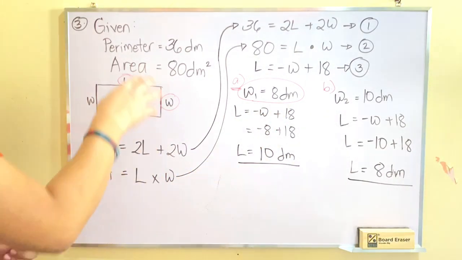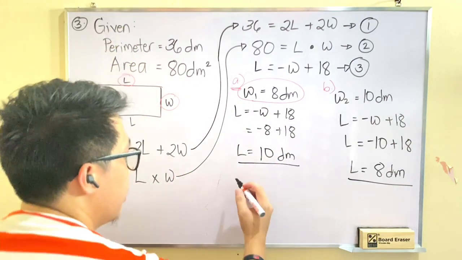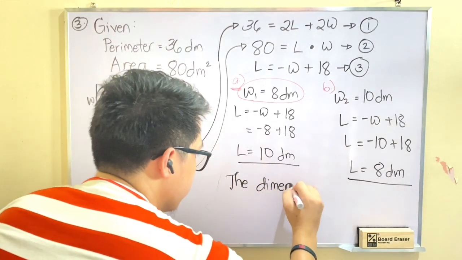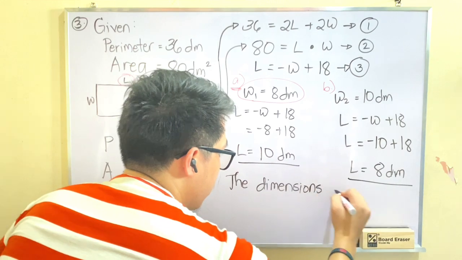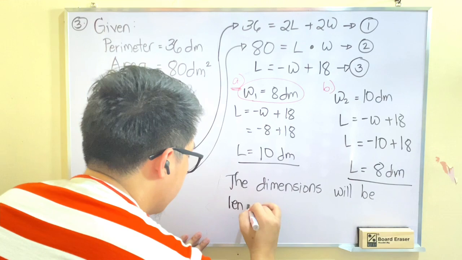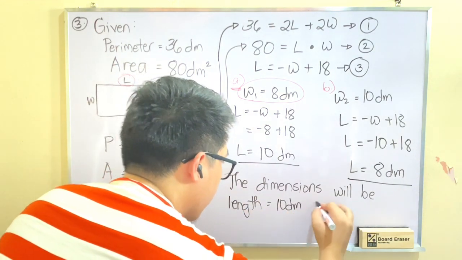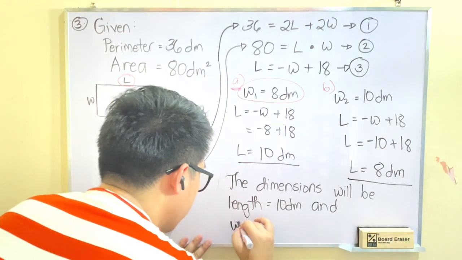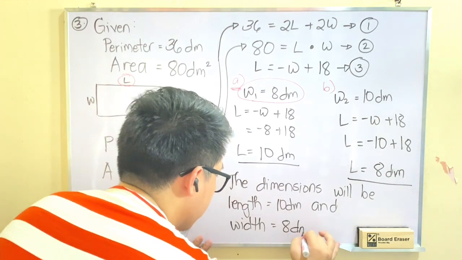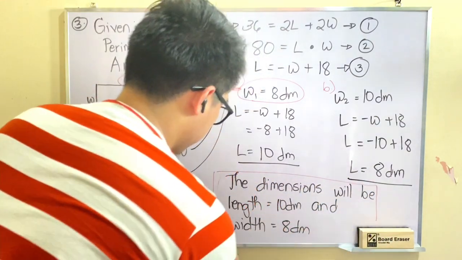So, based dito sa given word problem, magkakaroon tayo ng sagot na the dimension will be length is equal to 10 decimeter and width is equal to 8 decimeter. So this will be our final answer.